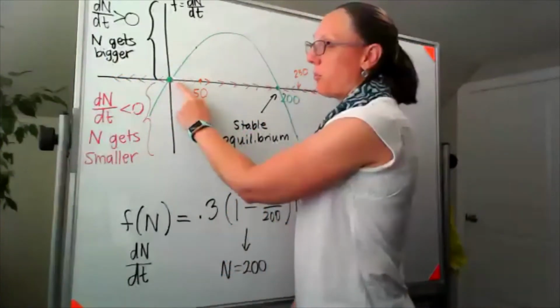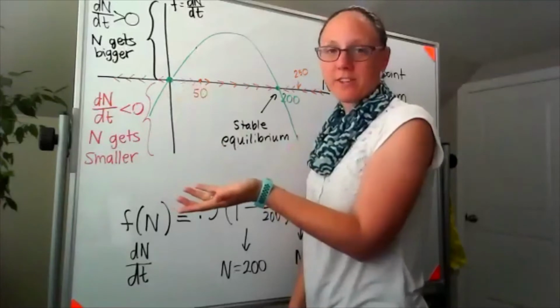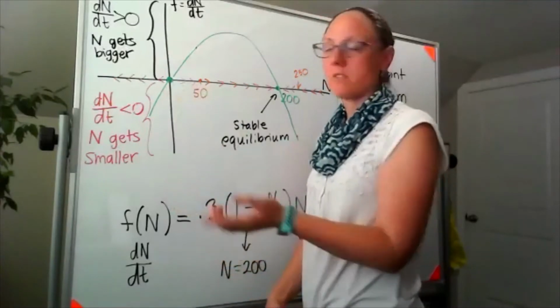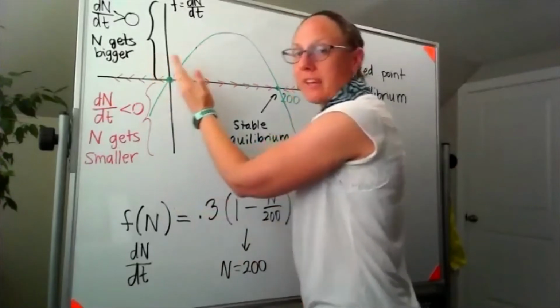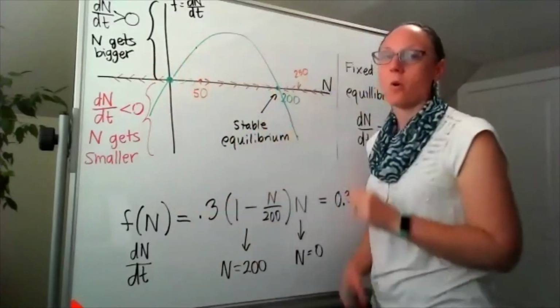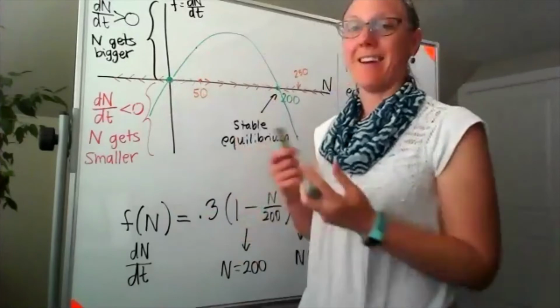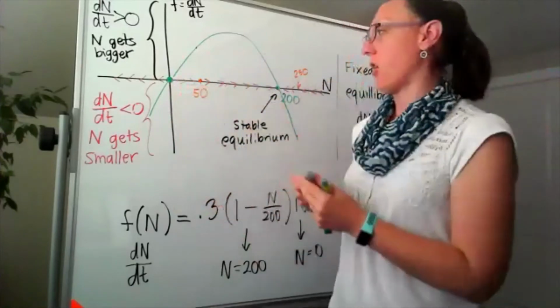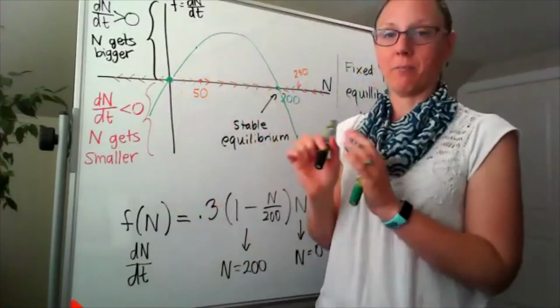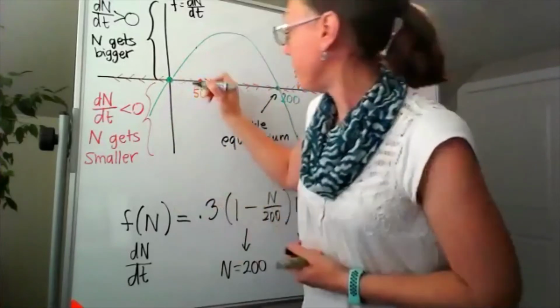So this 0 point, we know that if we start with 0 turtles, we have 0 turtles, but if we move just a little bit away from 0, this population is going to grow up to 200. So we call this an unstable equilibrium because all of the values are trending away from it if I move off just a little bit.